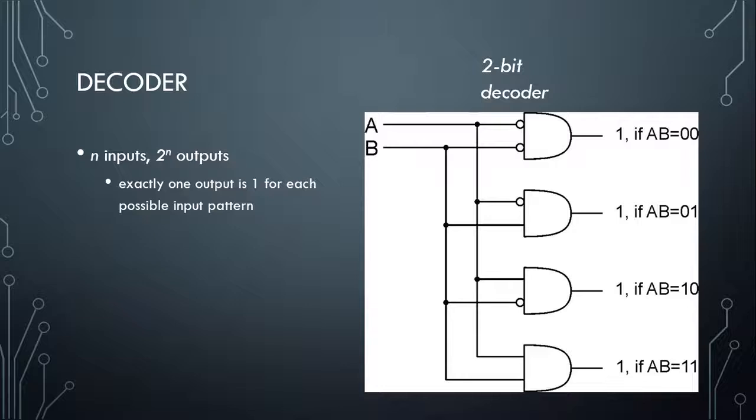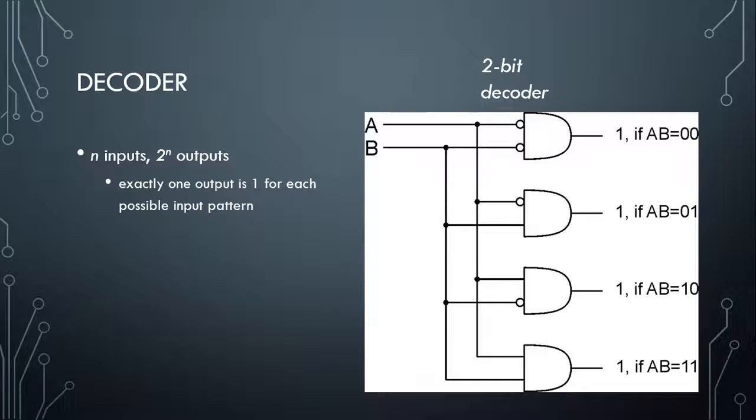In this diagram, you can see I have A and B, so I have 2 inputs. If I follow that rule, it should be 2 to the power of n, or in this case, 2 to the power of 2. So we have a 2-bit decoder. That means there should be a total of 4 possible outputs.